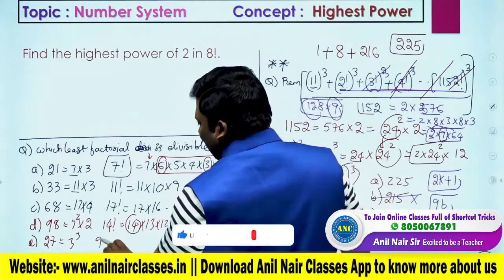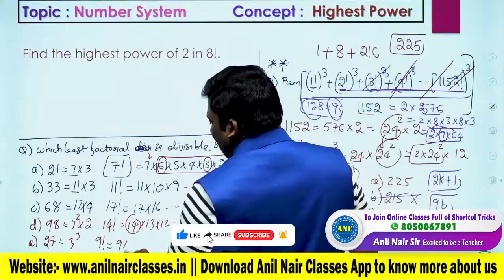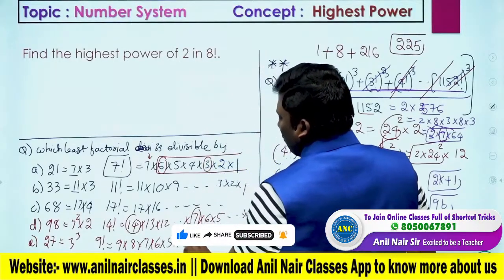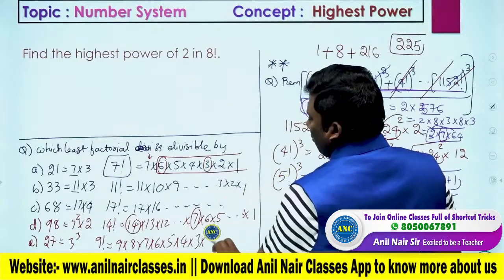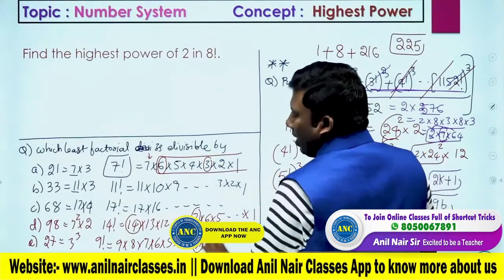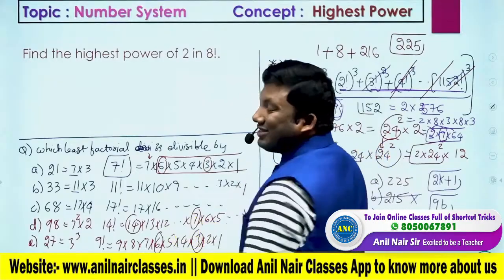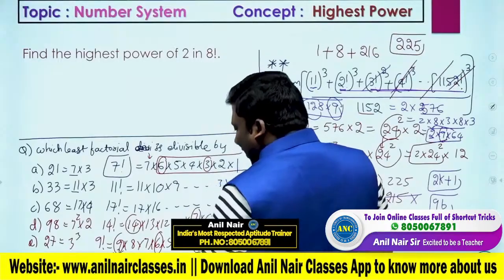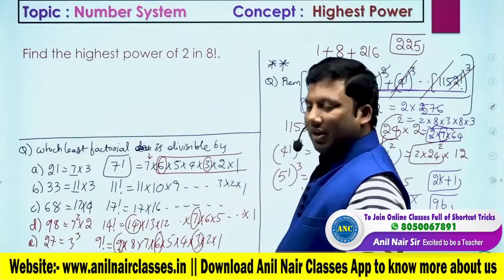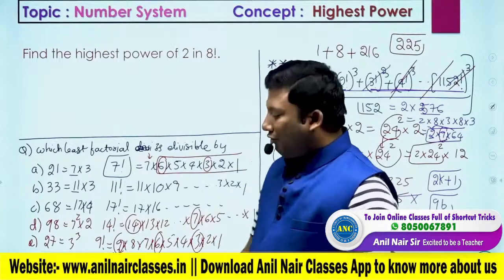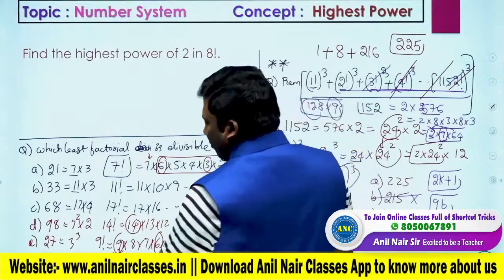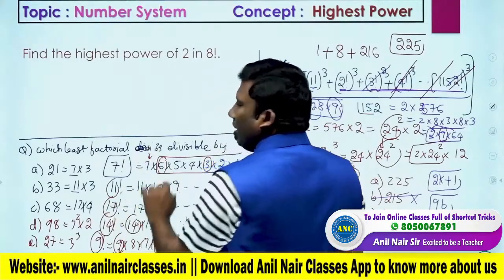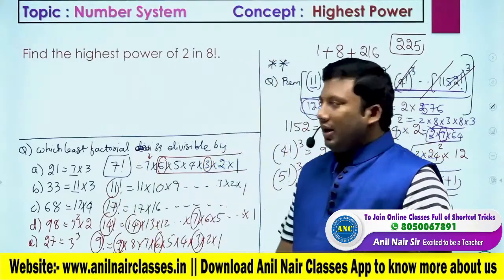Suppose if I take 9 factorial, 9 into 8 into 7 into 6 into 5 into 4 into 3 into 2 into 1. 1 power of 3. It is 3 into 2, 2 power of 3. Here it is 3 square. In fact, it is divisible by 3 power 4. Any number divisible by 3 power 4 is also divisible by 3 cube. So answer for this question is 9 factorial. I hope it is clear.